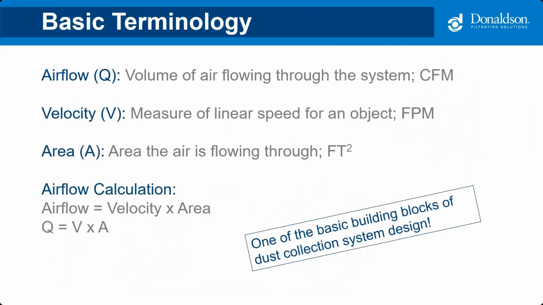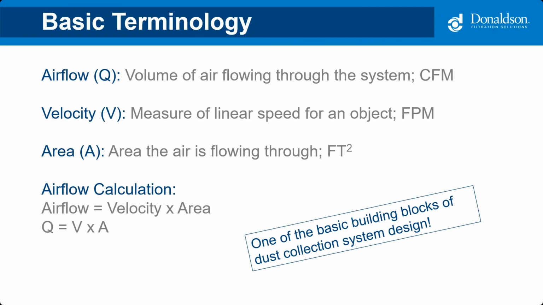I wanted to review just a few basic terms and formulas that we will use frequently in system design. The most basic and widely applied is airflow. The formula is Q equals V times A. The Q is the volume of air flowing through the system, often referred to as CFM, or cubic feet per minute. To get the airflow, we multiply the velocity of the air, which is a measure of linear speed through an object, by the area of the hood or duct that the air is flowing through.